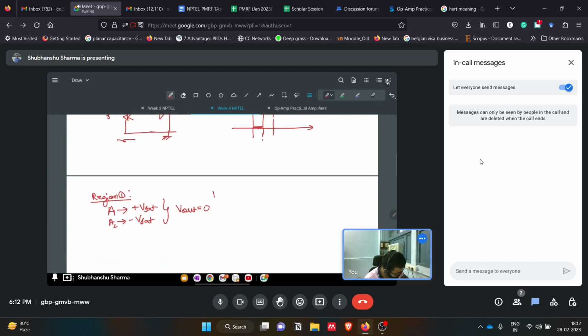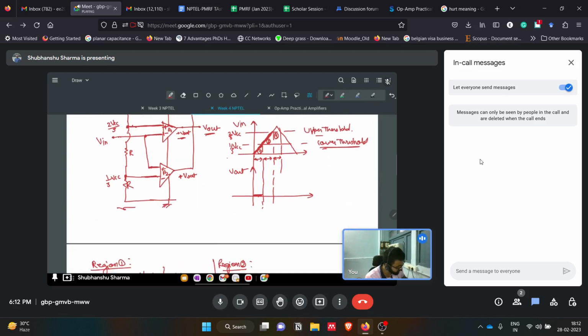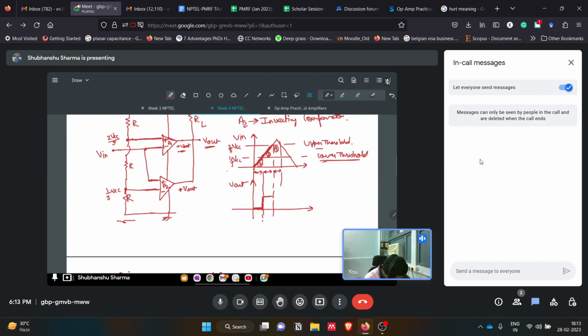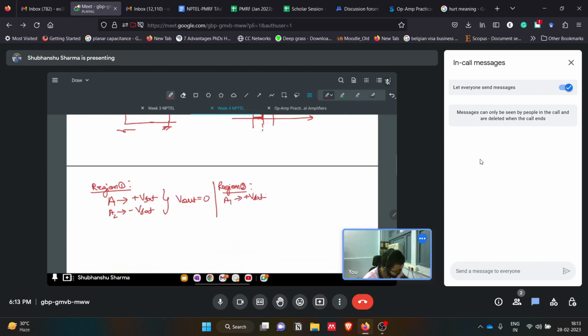After this, if we move to region 2, I'm talking about this region. Here the input voltage is more than the lower threshold and less than the upper threshold. If we talk about the A1 amplifier, V input is lower than the upper threshold, that is 2 VCC by 3, so the output will be plus VSAT. In the op amp A2, the input voltage is higher than the lower threshold, so this will also become plus VSAT. So ultimately we have a positive plus VSAT output in this region, a high output. A1 output is plus VSAT and A2 output is also plus VSAT, so V output is high.